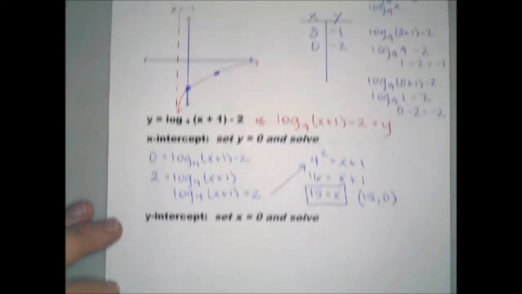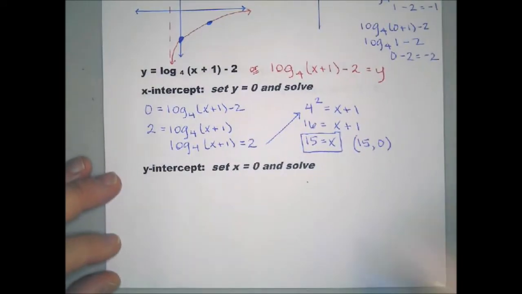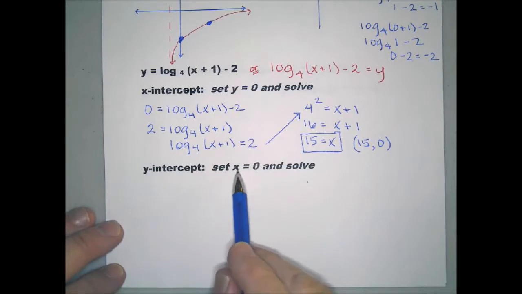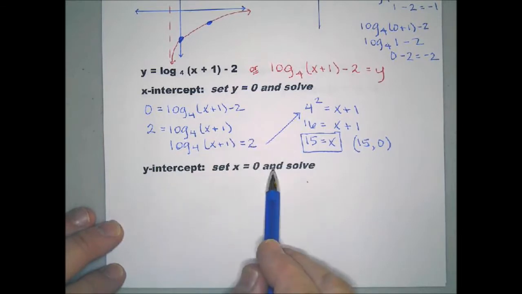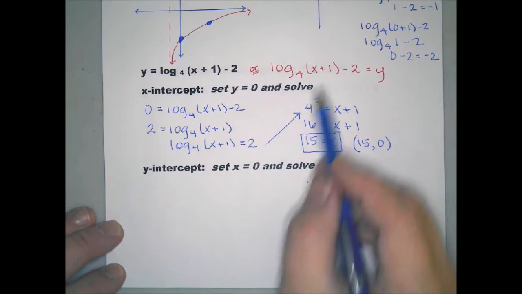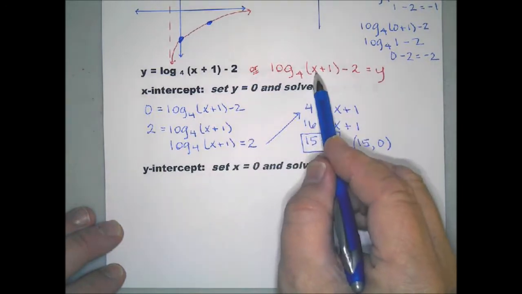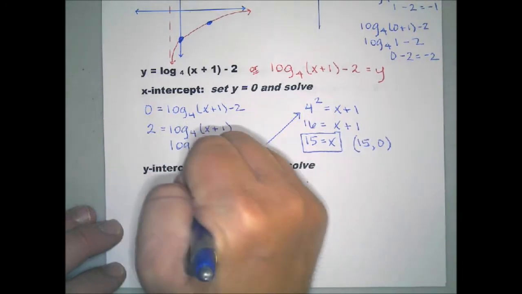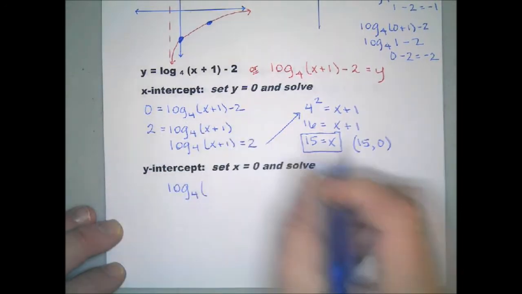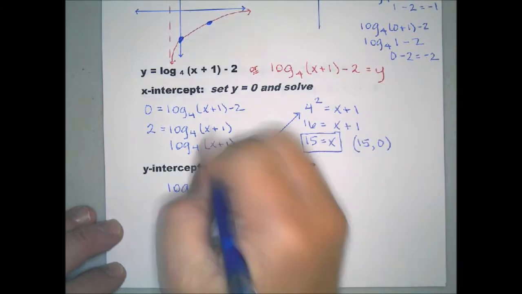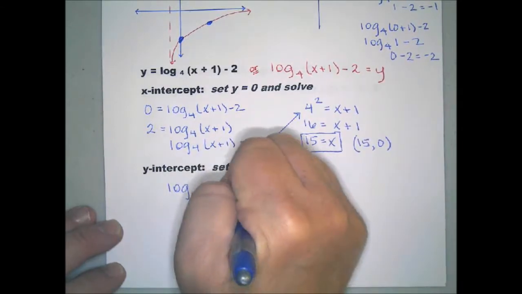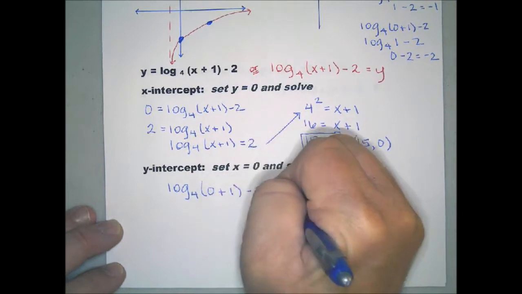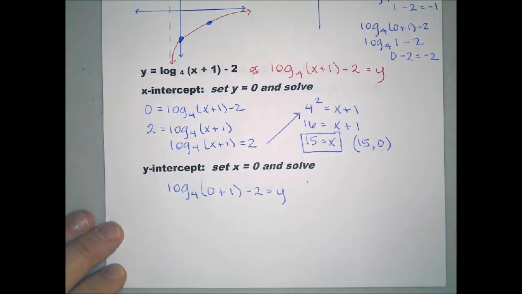Now, what about the y-intercept? Well, we know where the y-intercept is already, but let's prove it mathematically. In order to find the y-intercept, set x equal to 0. So we're going to go back to the equation, and let's put 0 in for the value of x. So that would be log base 4 of (0 plus 1) minus 2 equals y. All I'm going to do is substitute.